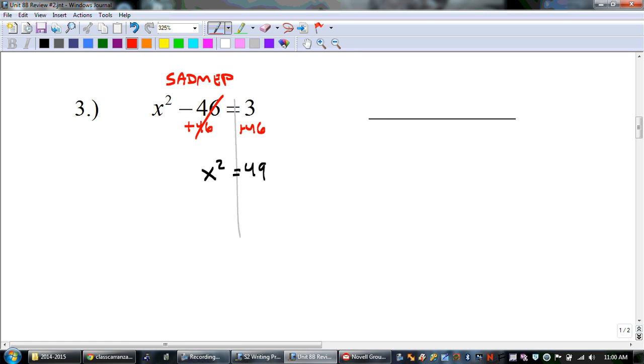Next step is to take the square root. And remember, when I take the square root of a number, it can be a positive or a negative. And the square root of 49 is 7. So our answer is x equals plus or minus 7.